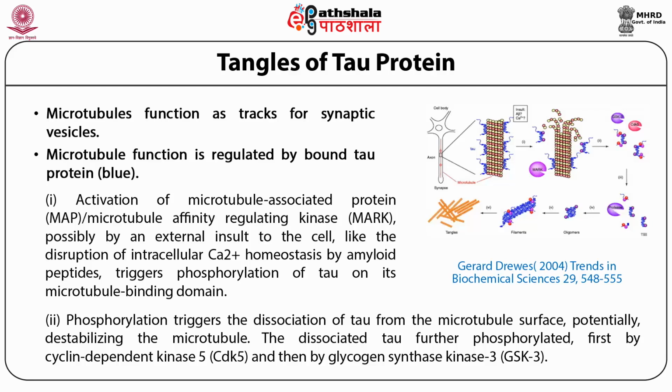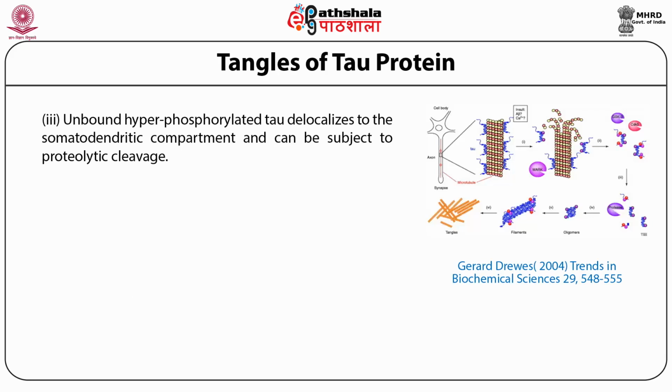The dissociated tau is further phosphorylated, first by cyclin-dependent kinase 5 and then by glycogen synthase kinase 3. Once it is phosphorylated this far, the process becomes completely irreversible and it cannot go back again. The phosphatase cannot remove the phosphate and cannot send it back to bind to microtubules. This hyperphosphorylated tau delocalizes to the somatodendritic compartment and can be subject to proteolytic cleavage. Once it gets cleaved, it is no more functional.